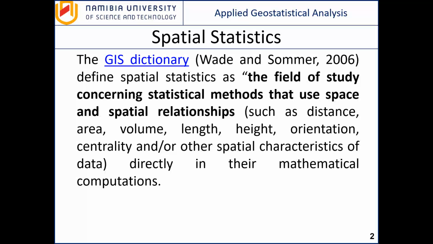So, according to the GIS dictionary, spatial statistics is the field of study concerning statistical methods that use space and spatial relationships, like distance, area, volume, length, height, orientation, centrality, and other spatial characteristics of the data. Everything involving a spatial component and its relationships is under the field of spatial statistics, and the direct mathematical computation of these relationships is the matter of spatial statistics.